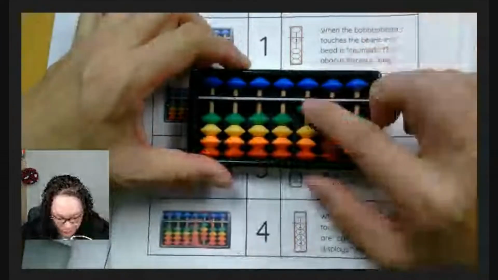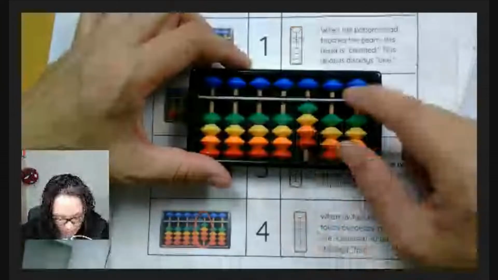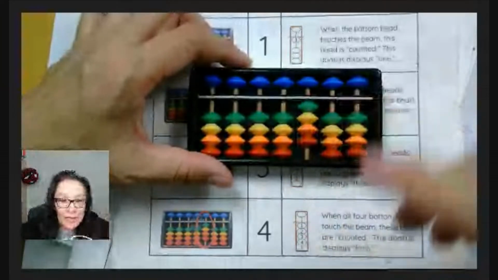So when we look at it, we have 1, 2, 3, 4. Notice all the beads that are touching the horizontal bar. In contact with the horizontal bar, it is now being counted.